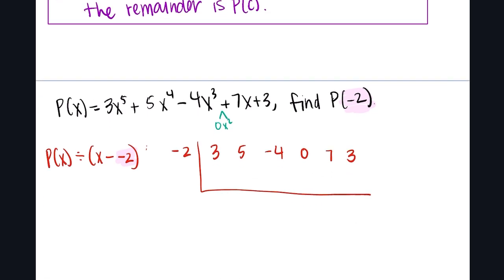So at this point, we're just going to do our synthetic division. I'm going to bring down the 3. 3 times negative 2 is negative 6. 5 plus negative 6 is negative 1. Negative 2 times negative 1 is 2. Negative 4 plus 2 is negative 2. Negative 2 times negative 2 is 4. 0 plus 4 is 4. Negative 2 times negative 4 is negative 8. 7 plus negative 8 is negative 1. Negative 2 times negative 1 is 2. 3 plus 2 is 5.